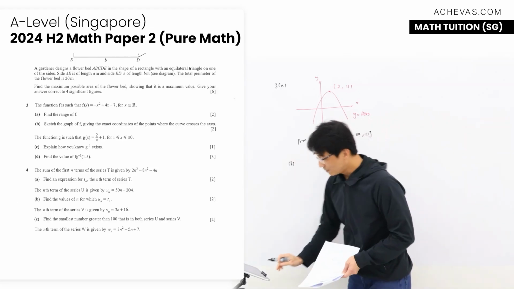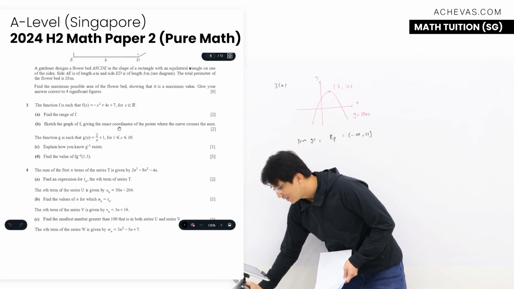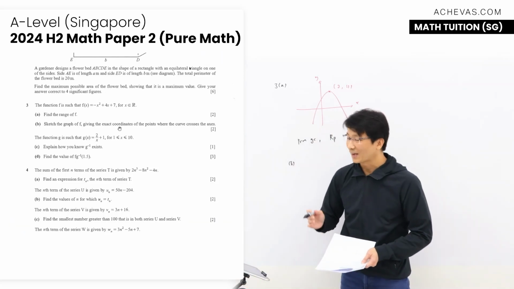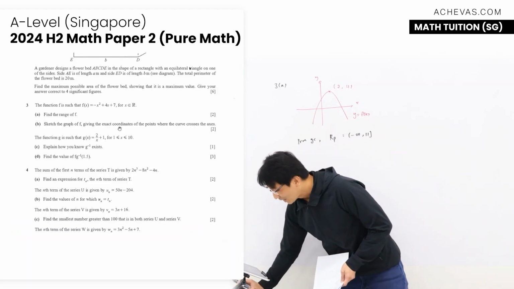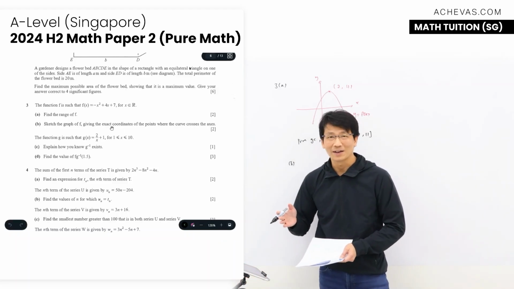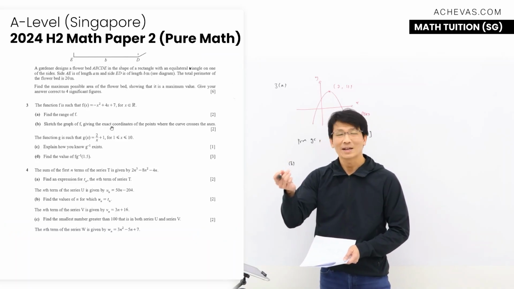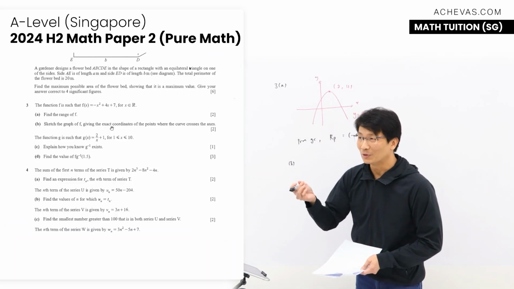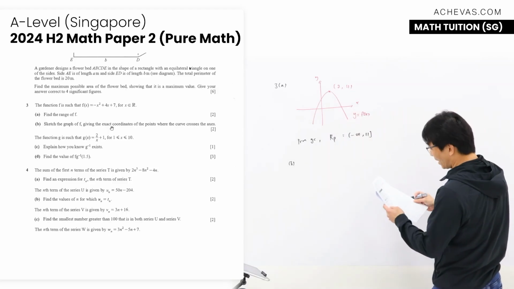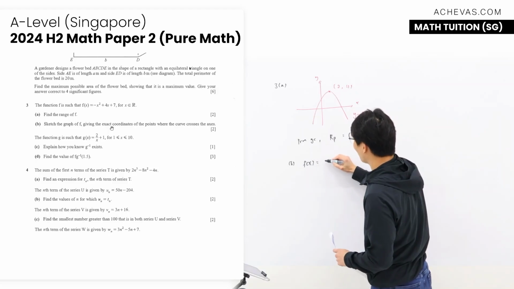As for part B of the question, now the question wants us to sketch a graph of f, giving the exact coordinates of the point where the curve crosses the x-axis. Usually when the question says exact, most probably I cannot make use of my GC to determine the coordinates of it. Most likely the GC will return a decimal answer. We can try it, but anyway, I'm going to do a manual solving of the x-intercept first.